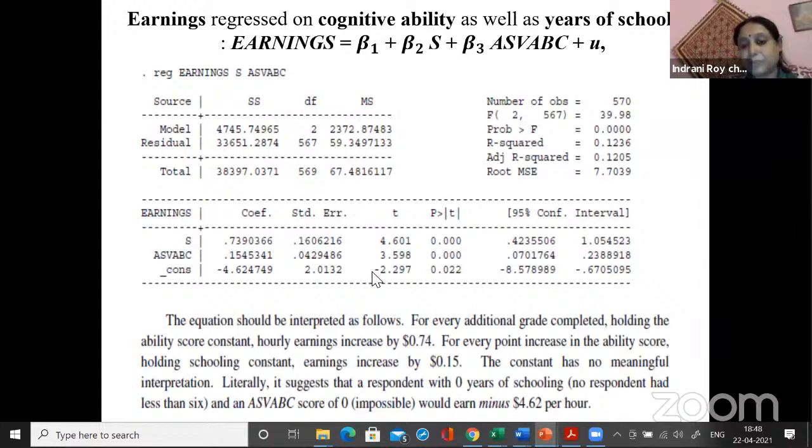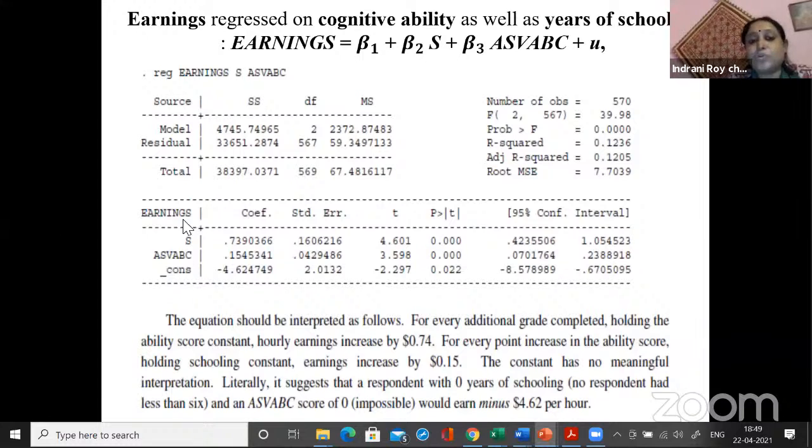Look at the constant term. So it is statistically significant, right? Because it is greater than 2, and you can check the p-value. P-value is less than 5%, okay? So it is statistically significant at 5% level of significance.